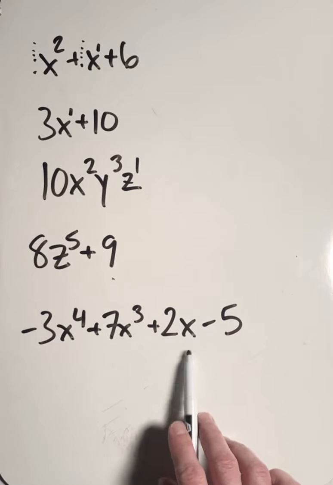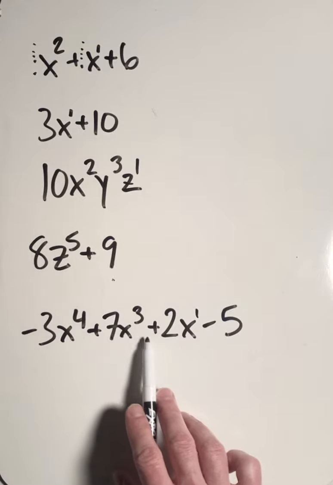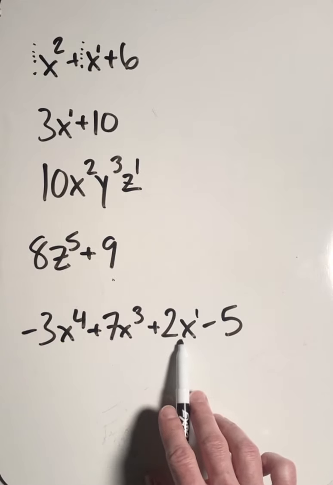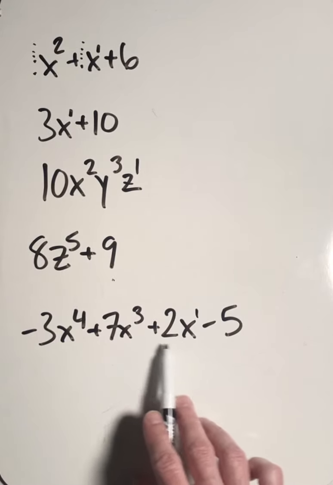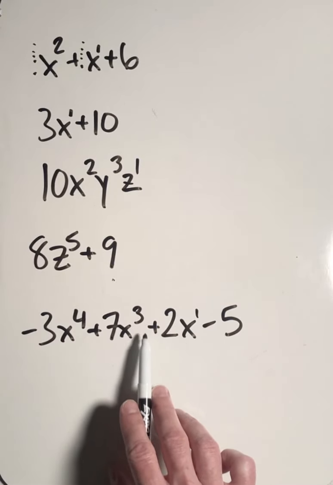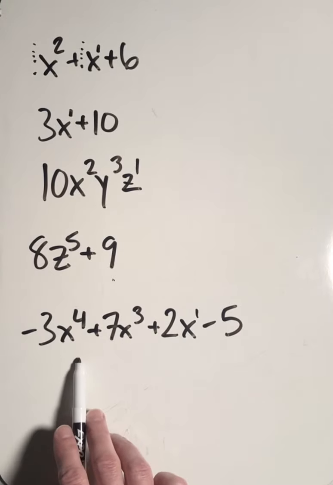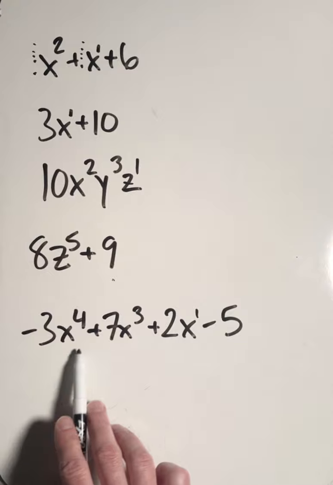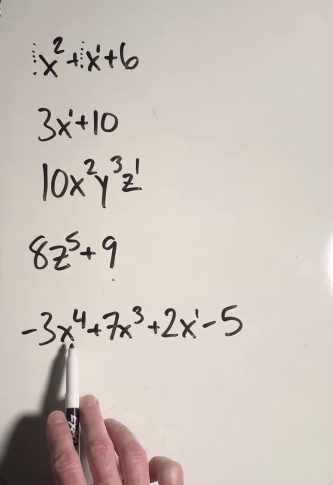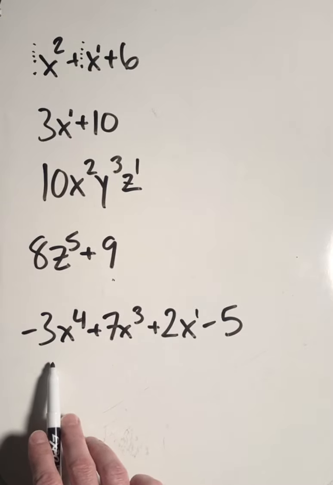This term, 2x to the first power, has a coefficient of 2, or positive 2 if you want to look at it that way. The sign goes with the term attached to it. This term, 7x to the third power, has a coefficient of positive 7. And this term, negative 3x to the fourth power, has an exponent of 4 and a coefficient of negative 3.